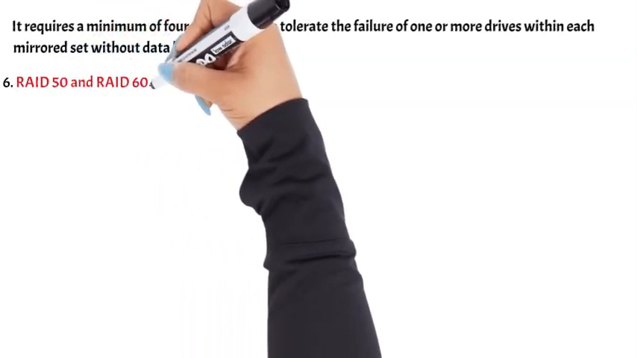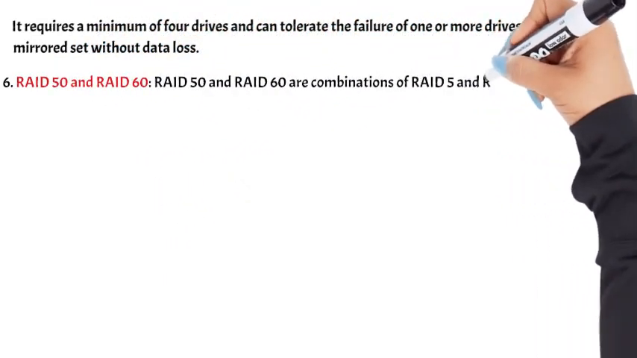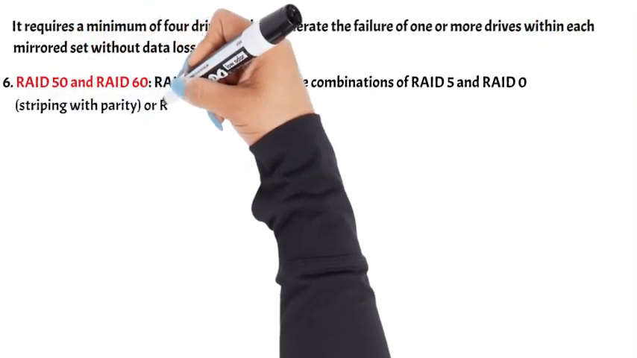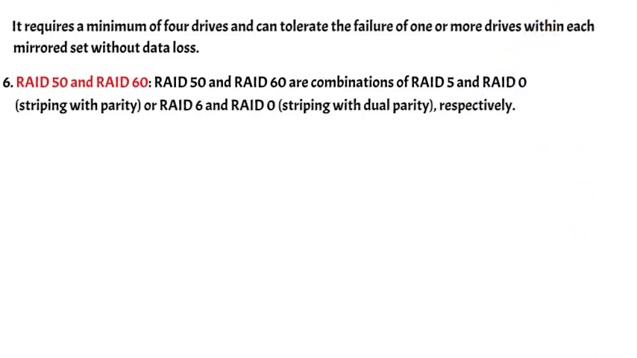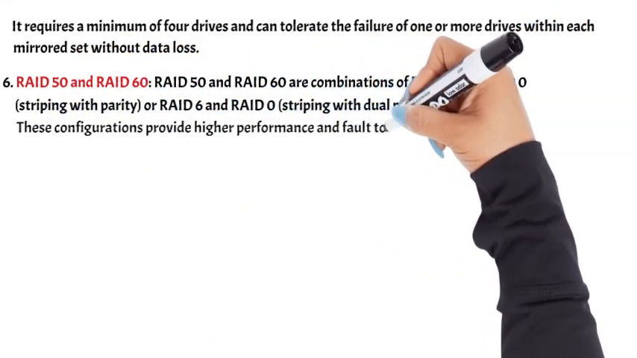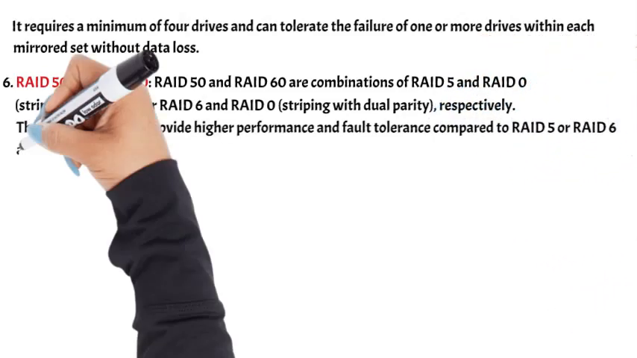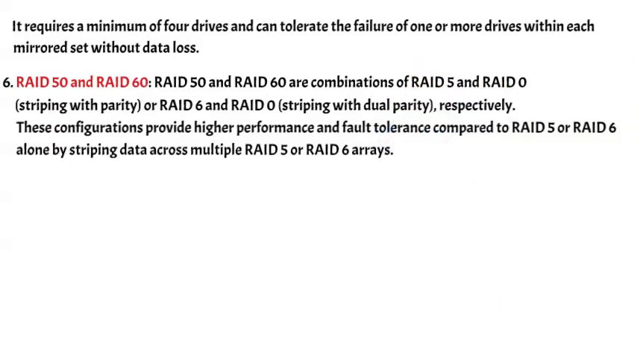6. RAID 50 and RAID 60. RAID 50 and RAID 60 are combinations of RAID 5 and RAID 0 striping with parity, or RAID 6 and RAID 0 striping with dual parity, respectively. These configurations provide higher performance and fault tolerance compared to RAID 5 or RAID 6 alone by striping data across multiple RAID 5 or RAID 6 arrays.